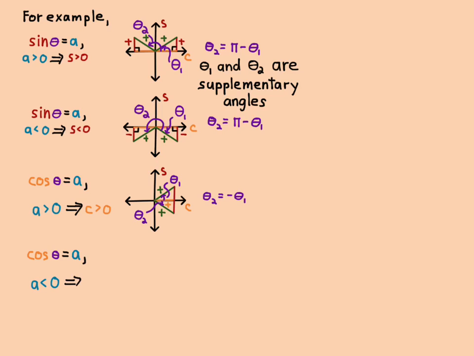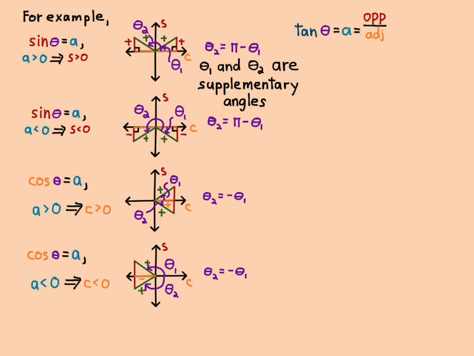If a is negative, then c is negative, right? And you get one of those two triangles. And again, those are opposite triangles. They're just in quadrants 2 and 3 instead of in quadrants 1 and 4. So notice the difference here. With sine, if you have an angle theta 1, then you get theta 2 by finding the supplementary angle. For cosine, you just take the opposite angle to find the second one.